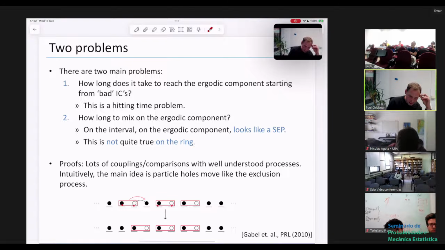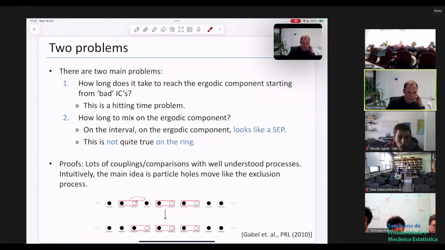These particle hole dimers themselves move according to exclusion dynamics once we're on the ergodic component. So that is, if this particle here in the facilitated exclusion process, this one can move to the left because there's a hole behind it, and there's a particle on the right of it. So in particular, this one here can move to the left. And when it does so, that's the same as this dimer moving to the right.